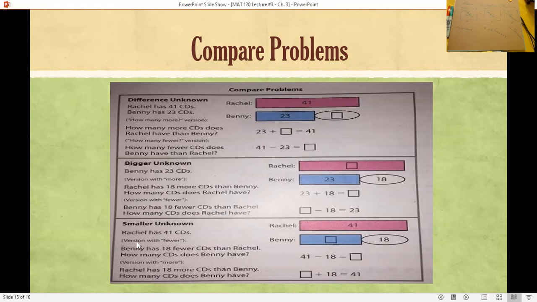And then for the smaller unknown, it's not that different. Rachel has 41 CDs, and now Benny has 18 fewer than Rachel, so how many CDs does Benny have? Now, if you look here, you'll see sometimes it could be a little bit confusing which one is bigger and which one is smaller, but we do want to at least recognize that difference is when the empty box is in the oval. And smaller unknown is when the empty box is in the strip diagram.